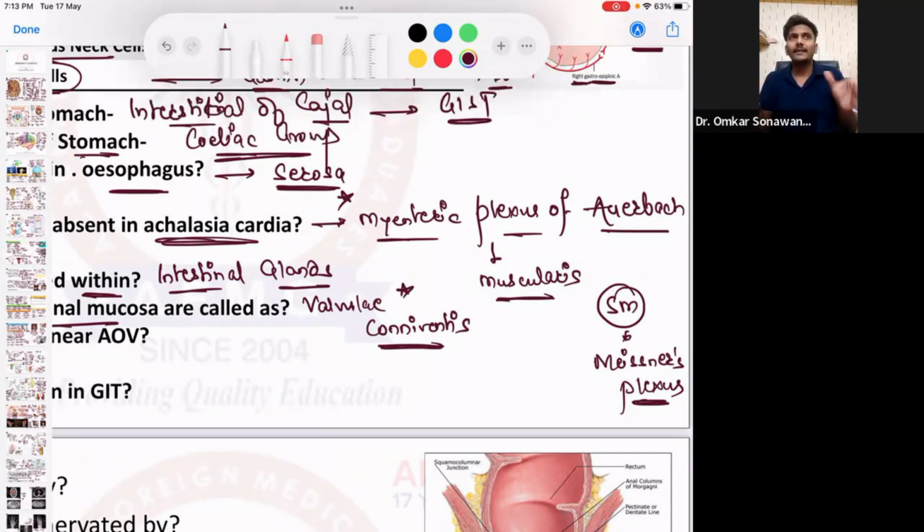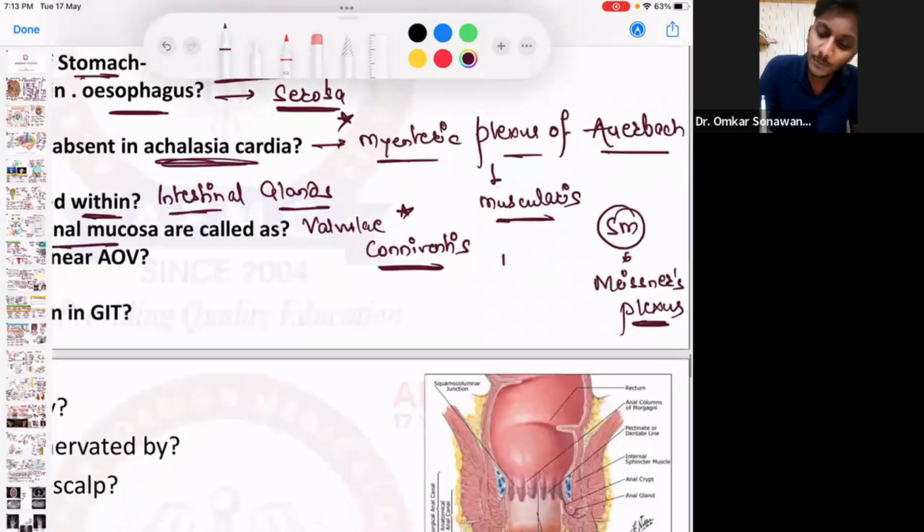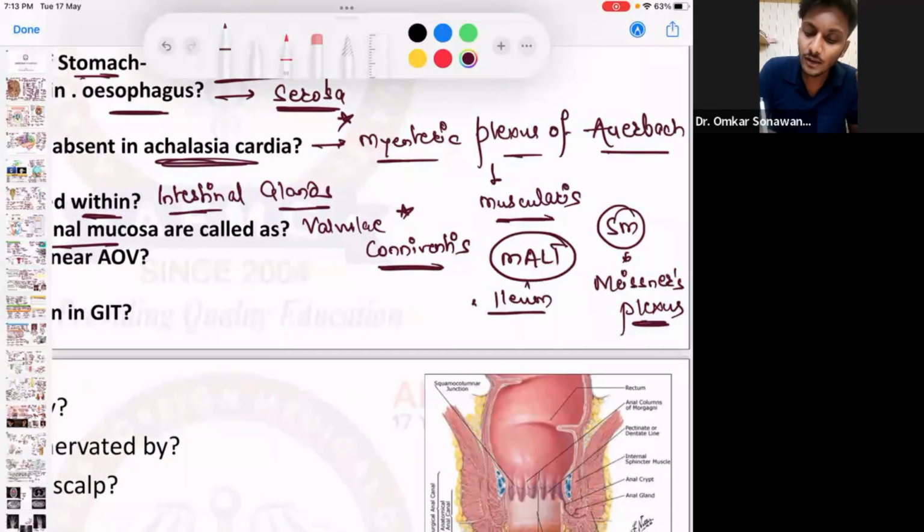And what is the characteristic of the colon? Haustration. Whereas mucosa-associated lymphoid tissue is present in which part of the intestine? The ileum. And those are known as? Very good. In the ileum, the mucosa-associated lymphoid tissue is known as Peyer's patches. No issues with this, remember it.